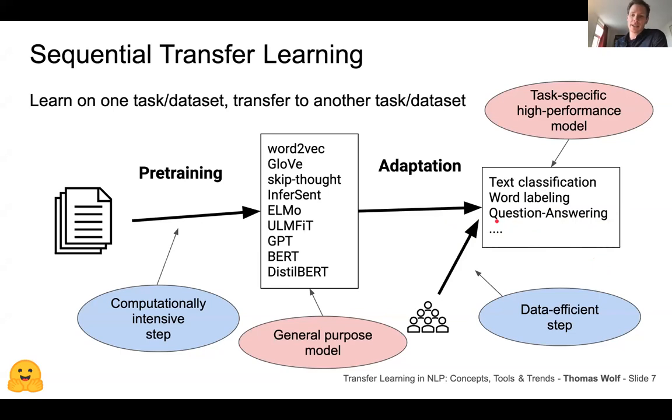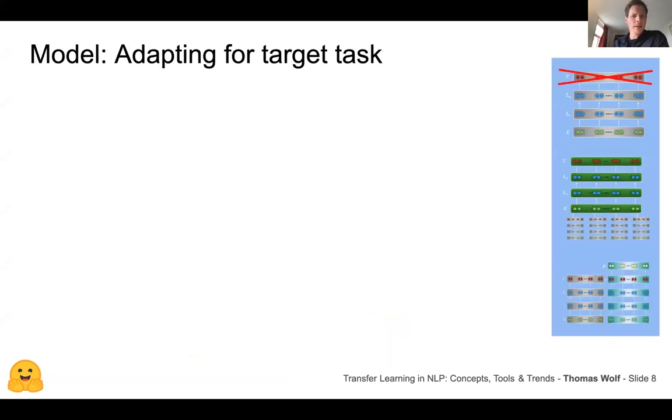This can be abstractive or extractive, but basically you have some knowledge base, which can also be just the model, and given a question, you will try to give an answer. Okay, so how do you do the adaptation in practice?